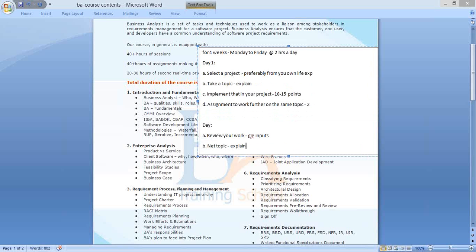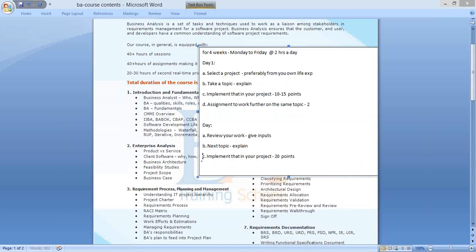But otherwise, generally I will prefer you to do this homework the same day, so that you can have the flow properly. Then I will take the next topic, and again I will implement that for your project, again maybe some 20 points. And then I will give you the same thing, like the assignment.